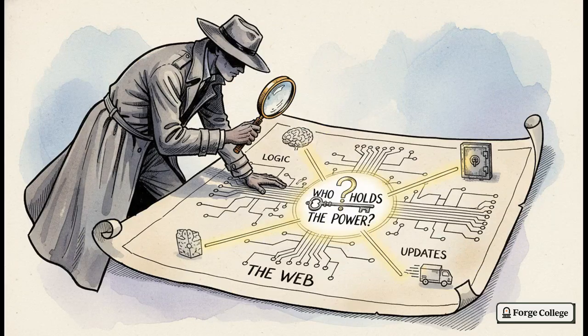So, as you navigate the internet from now on, try applying this mental model to every app you use. Ask yourself, where does the logic run? How is the context preserved? And how are the updates delivered? The answers will tell you exactly who holds the power in that system.